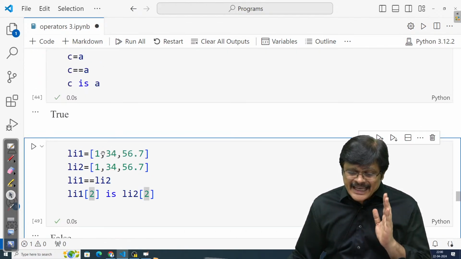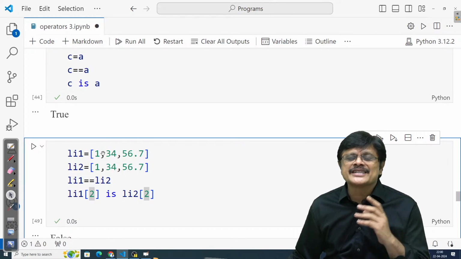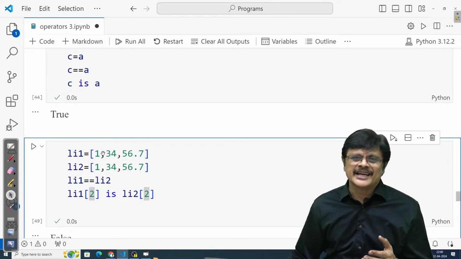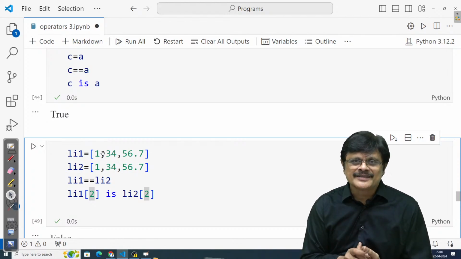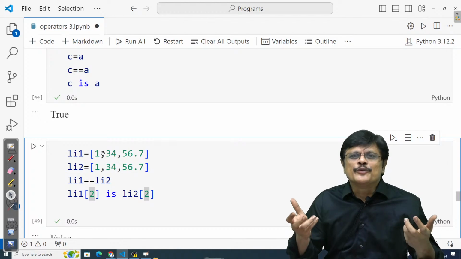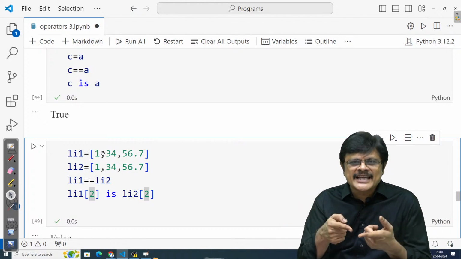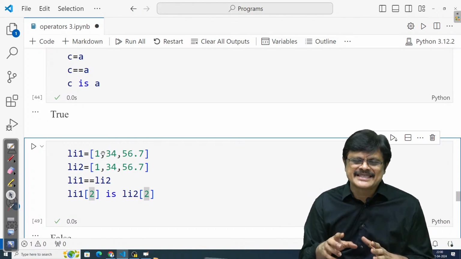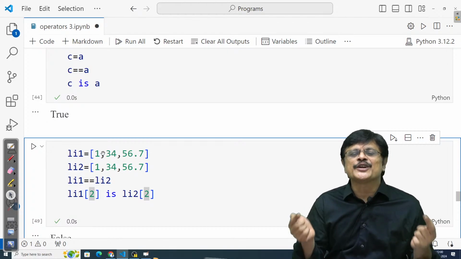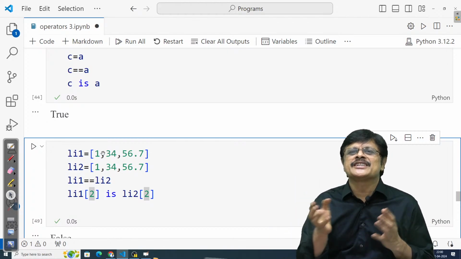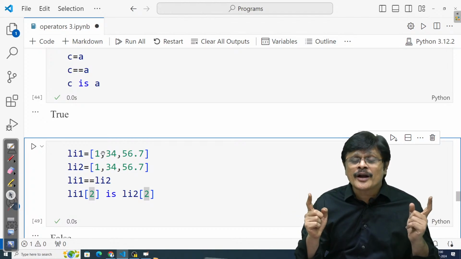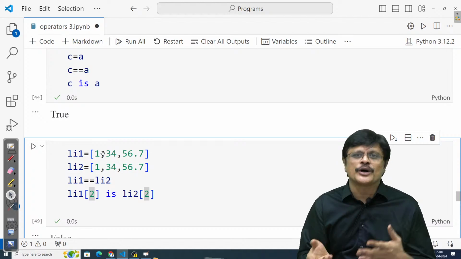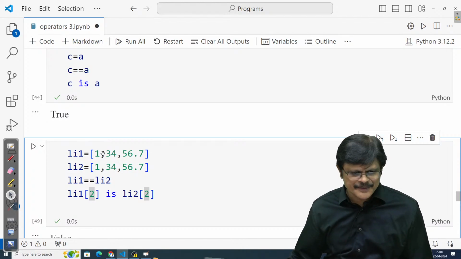So 'is' or 'is not' is generally used to check whether the two objects are same or not. That is, if they are variables, we check whether they are referring to the same object or not. A is B means if they are referring to the same object, it returns true, otherwise it returns false. A is not B: if they are not referring to the same object, it returns true, otherwise it returns false. That is the story.